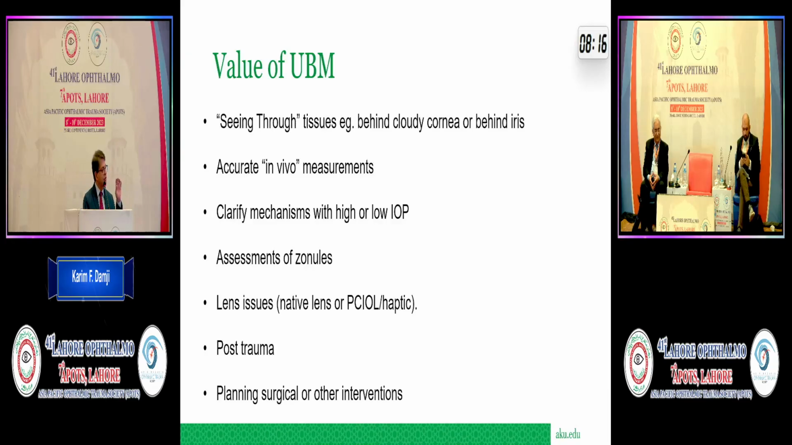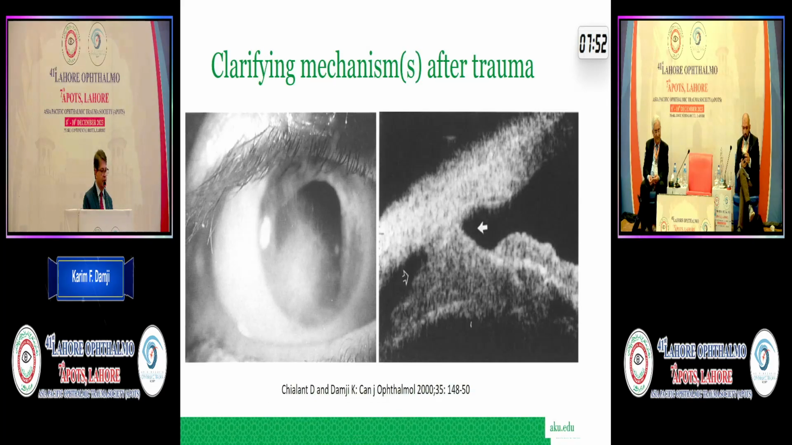So it goes through opaque cornea, through the iris, and that's the beauty, I think, is that you can see tissues behind cloudy corneas, behind the iris, such as the ciliary body, the zonules. You can see the entire lens configuration. Anterior segment OCT can be helpful, but it's light and it will not penetrate all those areas. So what I'm going to focus on today is post-trauma, and then show you some interesting other pathology.